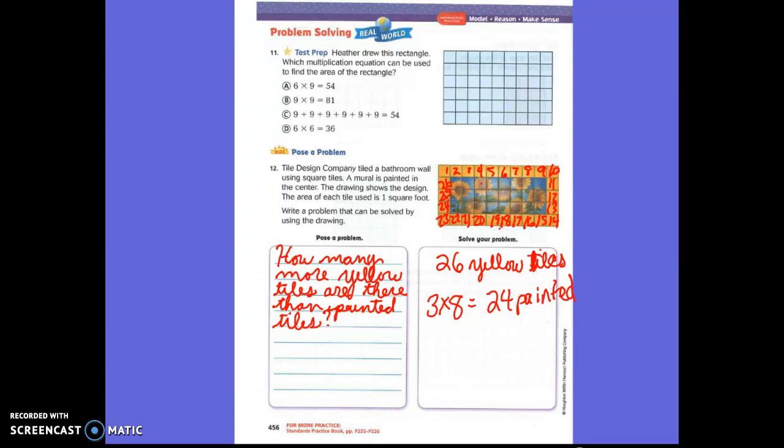Okay, now what do we do to find how many more? Subtract. We subtract. If we subtracted, what am I going to subtract? 26 minus 24. What does that equal? 2. So 2 square tiles, or square feet. Right.